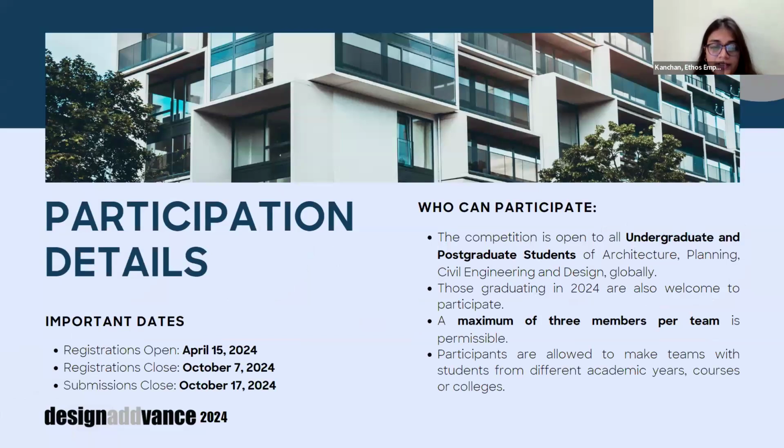Here are the important dates. Make sure you are registering for the competition before October 7th, and the submissions will close on October 17th. Please do keep these dates in mind. The competition is open to all undergraduate and postgraduate students of architecture, planning, civil engineering, and design globally. Those graduating in 2024 from these courses can also participate, and a maximum of 3 members per team are allowed, right?